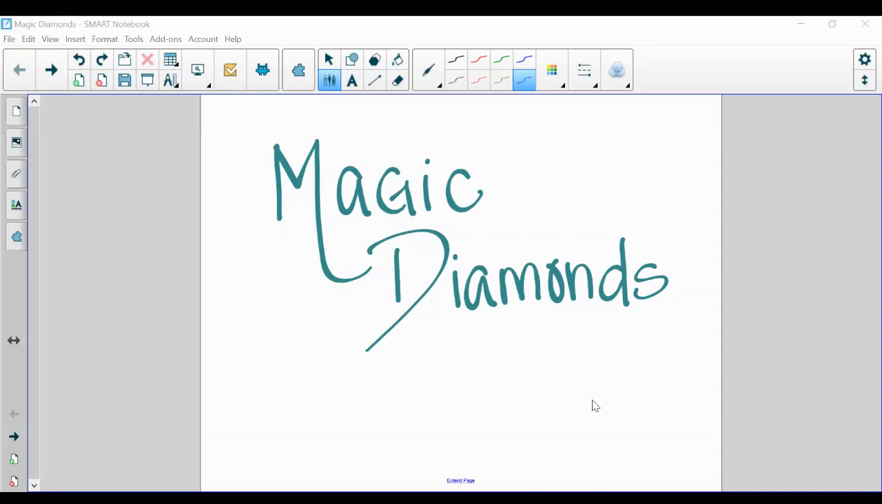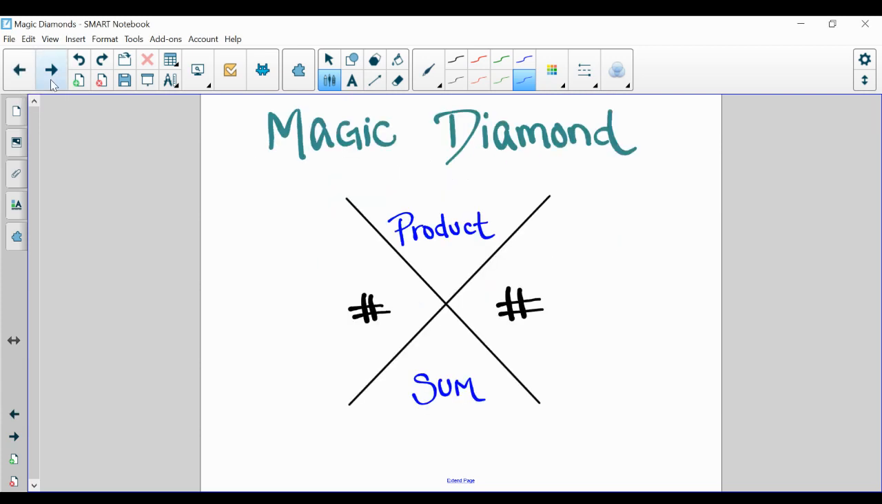So in this video, I'm going to show you something really fun called magic diamonds. And here is what a magic diamond looks like. A magic diamond has four numbers.